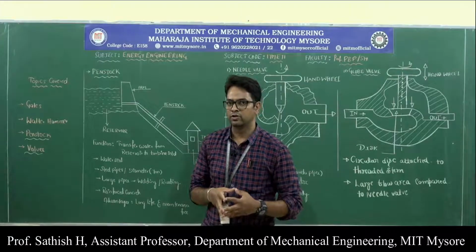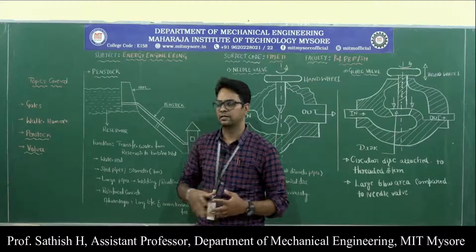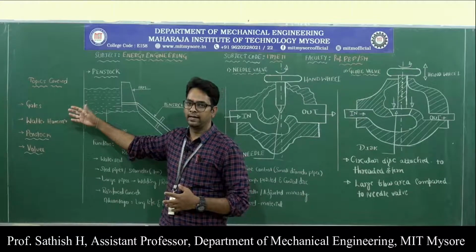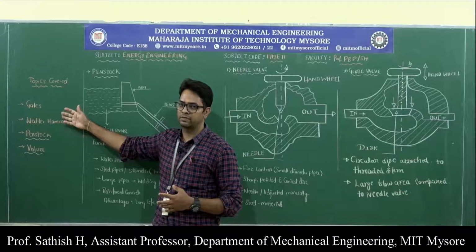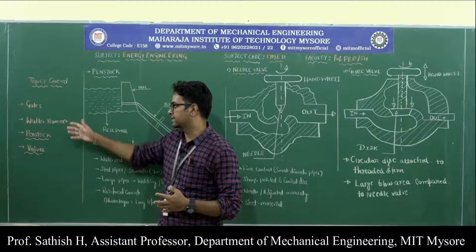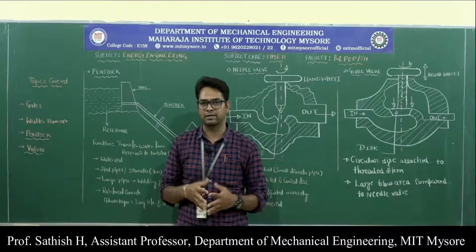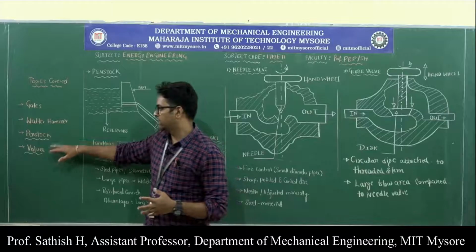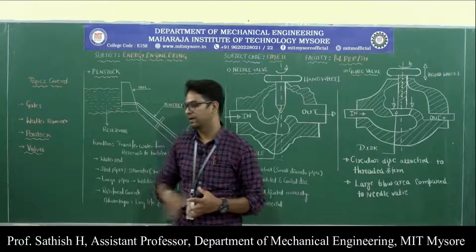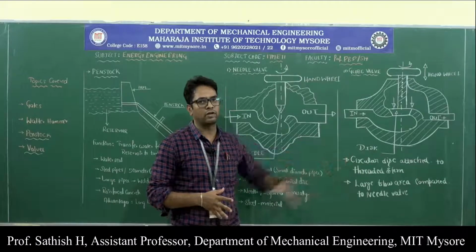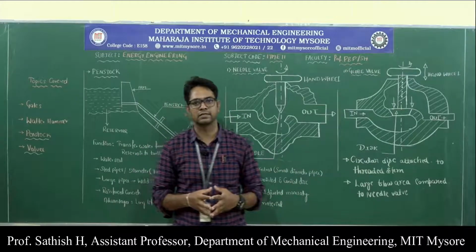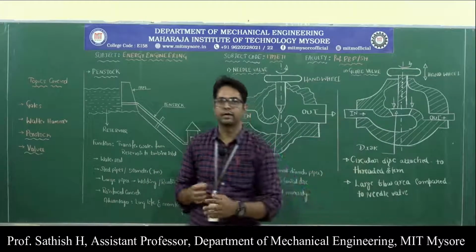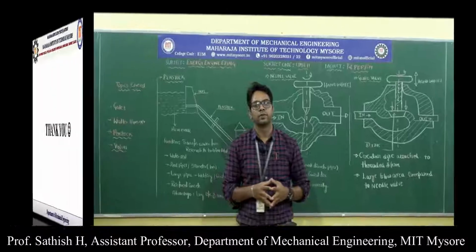To summarize what we have discussed in the session, we started with the gates, and there are four different types of gates. We also discussed what is meant by the water hammer effect, when it happens, and the reasons for that. We also discussed the penstock, and then the valves, the flow control valves. In particular, we discussed the needle valve and the globe valve. So these are the topics. Thank you so much.